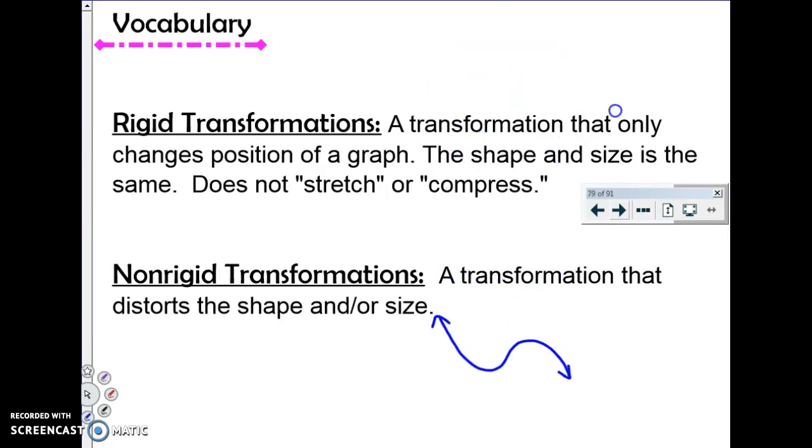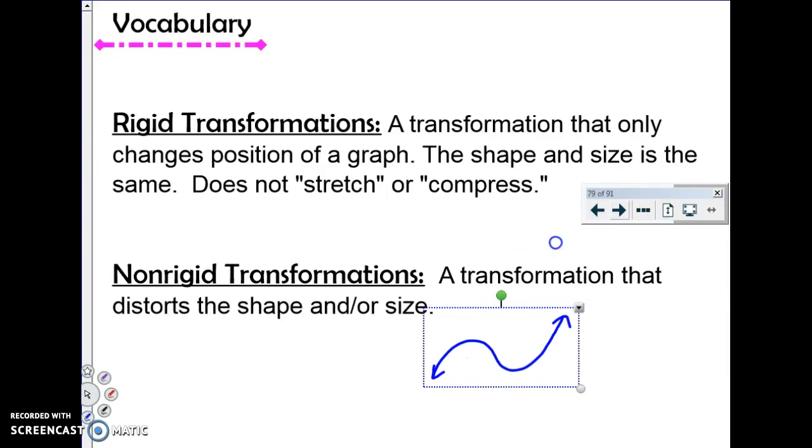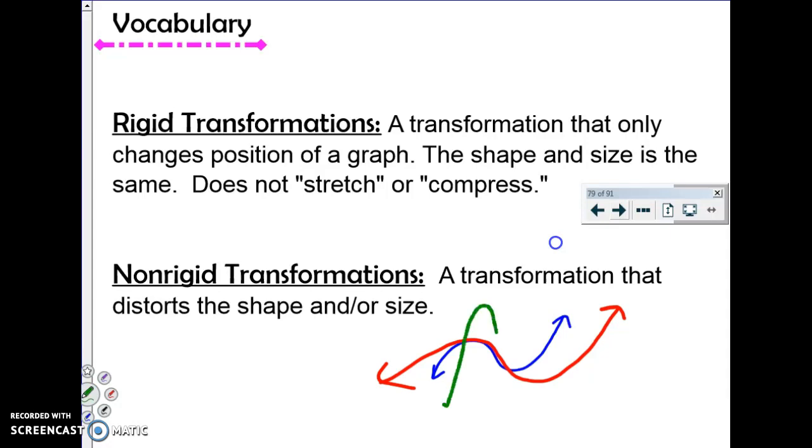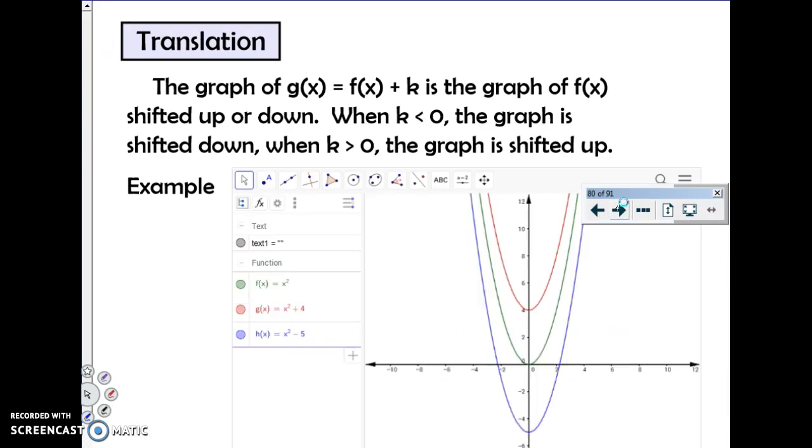No, that didn't work. Oh well. It's when you take a function and it does not keep the same size or shape. So maybe it looks like this. So now this is a horizontal shift, or maybe a vertical shift. Not shift, but vertical stretch. And now the size and the shape is different, so that would be non-rigid. So some of these translations, again, I'm going to try to get through quickly because you've seen them before.